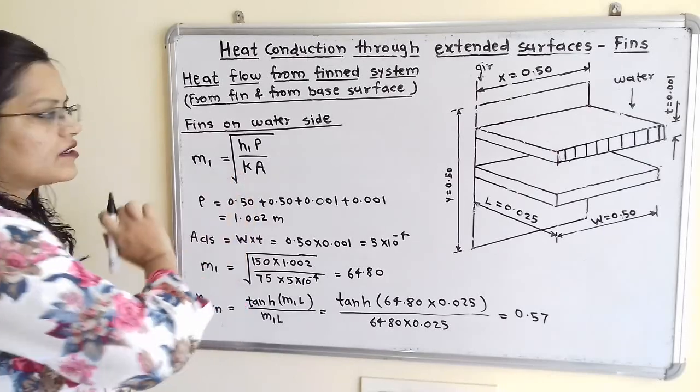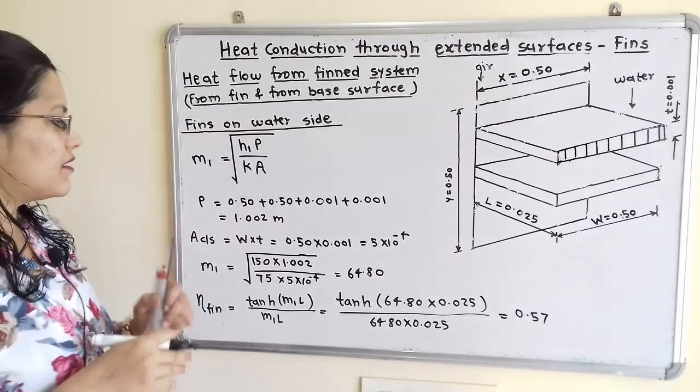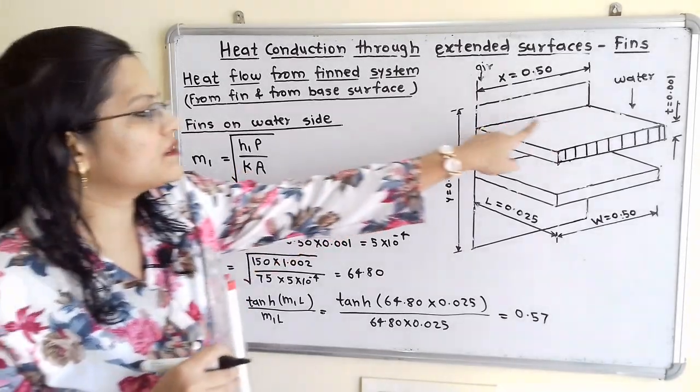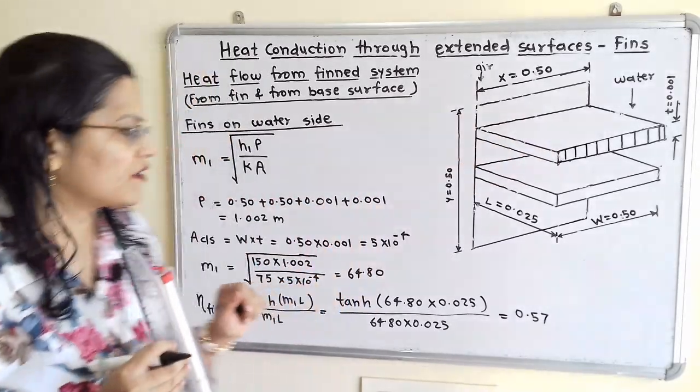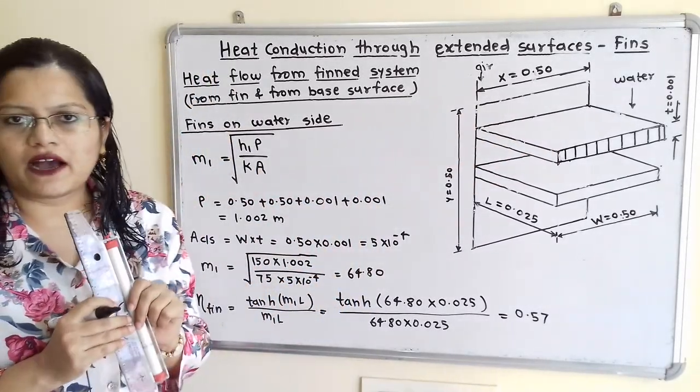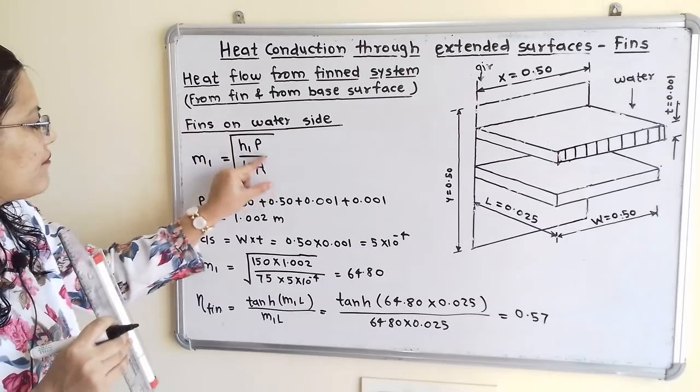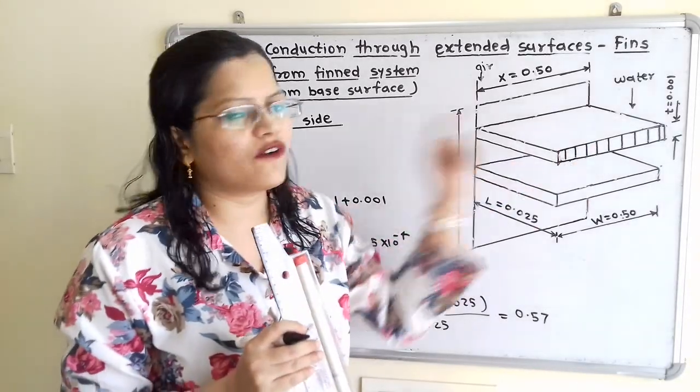Now the next term is K, that is the thermal conductivity. The conductivity of this brass material is mentioned in the question. Then what is the area? Here we have to refer to the cross sectional area of the fin.